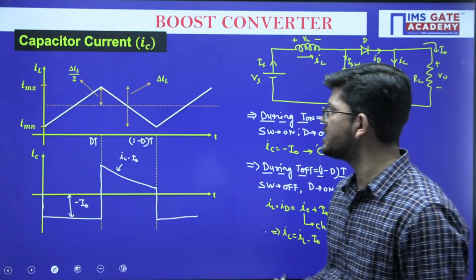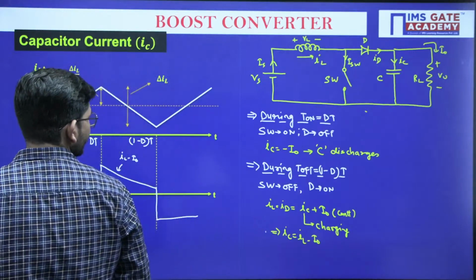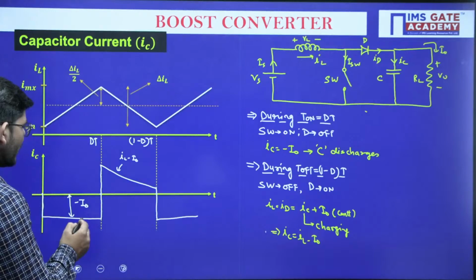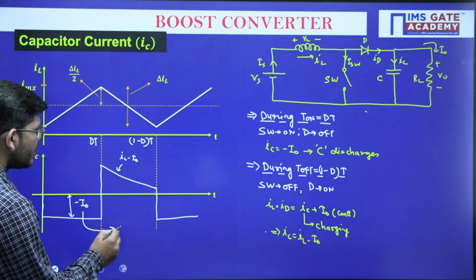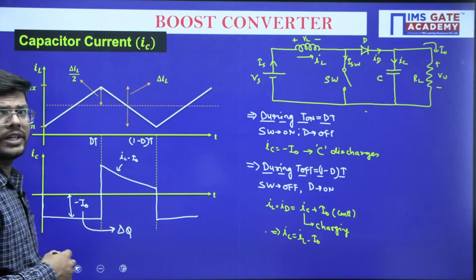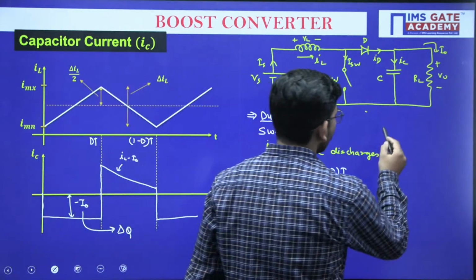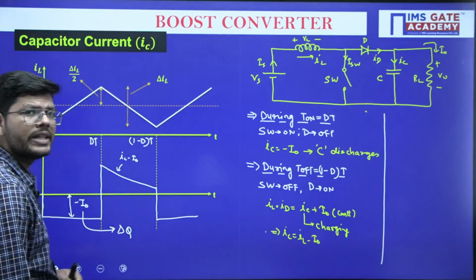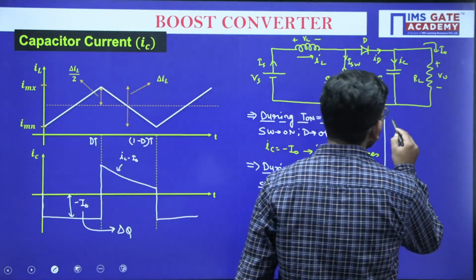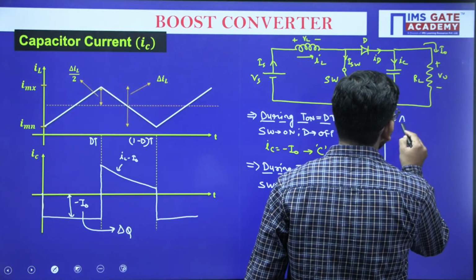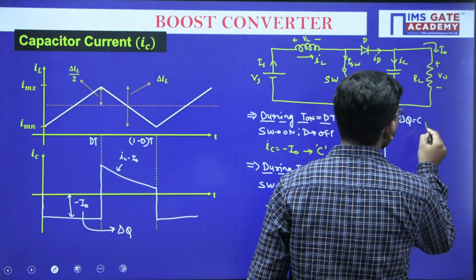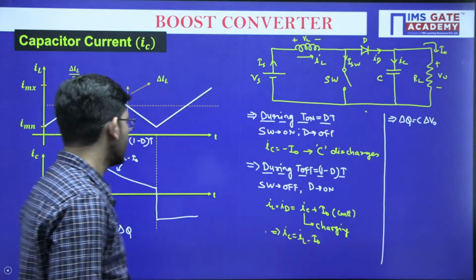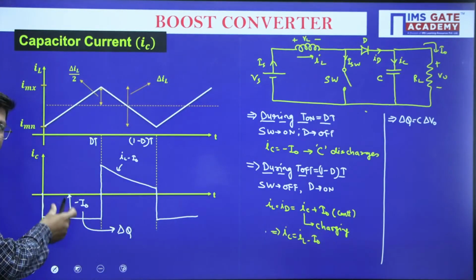So this is how the capacitor current is varying here. Now as you know, there are always some charges associated with the capacitor current. So what will be that charge? In order to find that particular charge, del Q equals C into del V naught, and that will be equal to the area, isn't it?